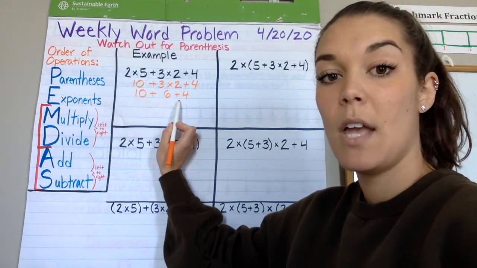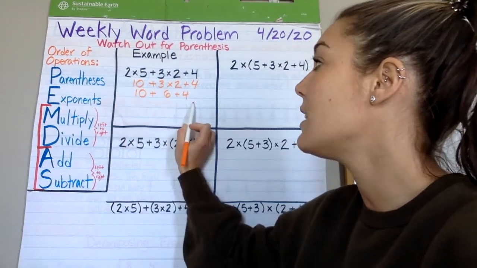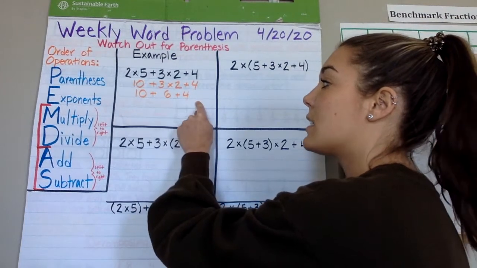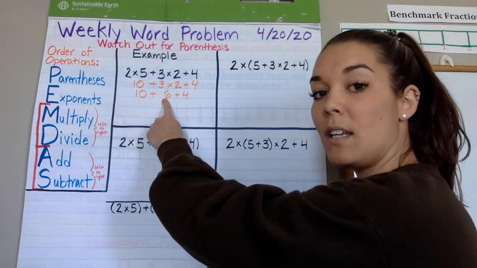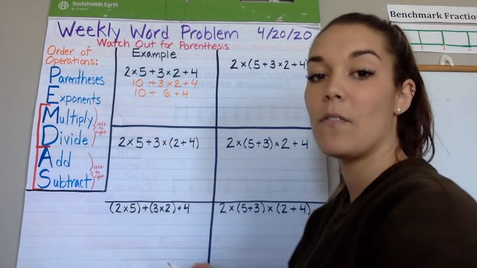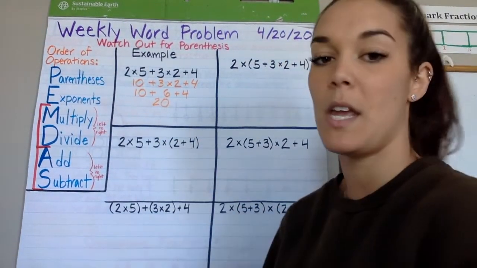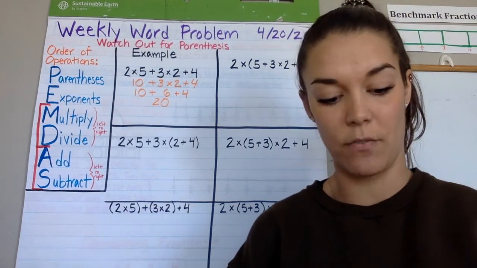No. So now, do I have any addition and subtraction? Yes, I do. So I'm going to add from left to right. 10 plus 6 is 16, and then 16 plus 4 is going to give you 20. So your solution for your expression would be 20, okay? That's the example that's already done for you.